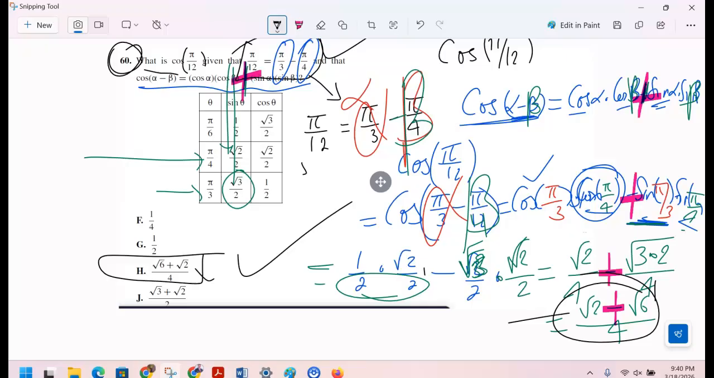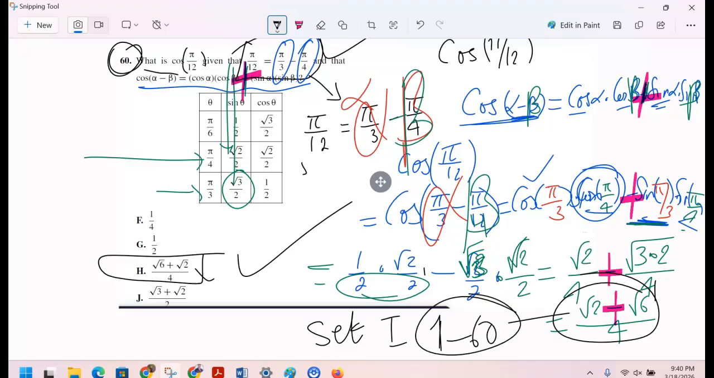So this is the first set, from question number 1 to 60. I'm going to try to do maybe before the ACT begins another 60 questions of set 2. Kindly watch it one more time if you get confused, and I appreciate you trying. The last 7 questions were really difficult. There was a little rigor here.